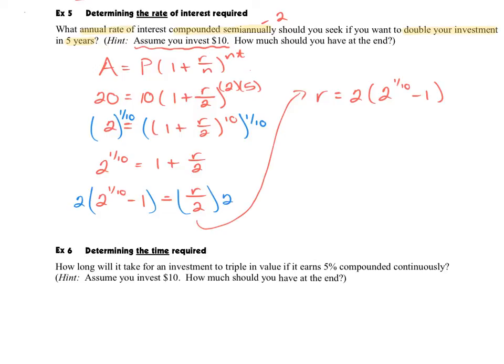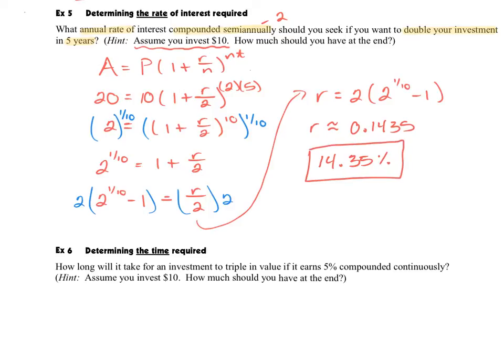When I type that in my calculator, I'm going to get a decimal that looks like this. It's going to look like 0.1435. But again, as we talked earlier about rates, it's better to convert that to a nice percent. So I would write this as 14.35%.